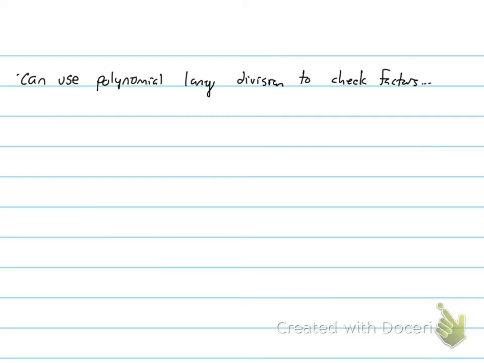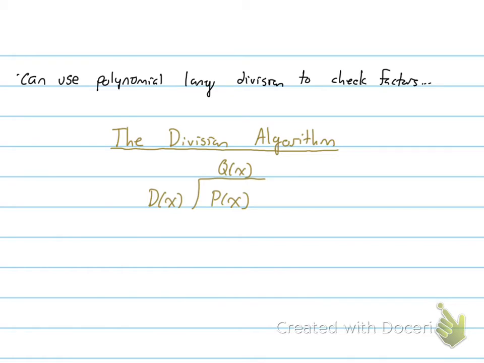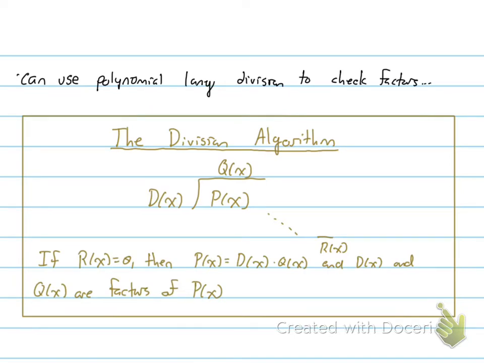And what can be helpful with using division for polynomials is that polynomial long division can help you check factors. So the division algorithm in a fancy way basically explains if I have a polynomial p of x, I divide it by some expression d of x, and I get my quotient expression. My remainder is going to tell me some things here. If my remainder is 0, then that means that p of x, or my polynomial there, is equal to d of x times q of x, or my divisor times my quotient. And that would mean that d of x and q of x are both factors of my polynomial.